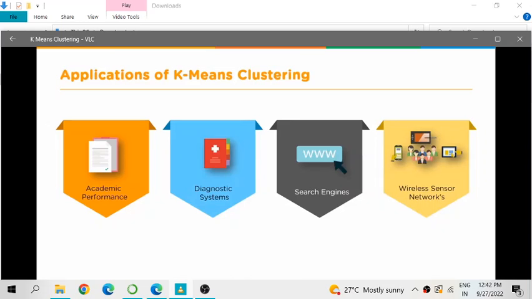So for some keywords you will have 10 links appear on the screen. For some websites, no link will appear. Okay, so that kind of thing will happen in a real-time application. And wireless sensor networks, to gather the data of particular employees, particular organization employees. So all of this will happen by using this K-means clustering technique.